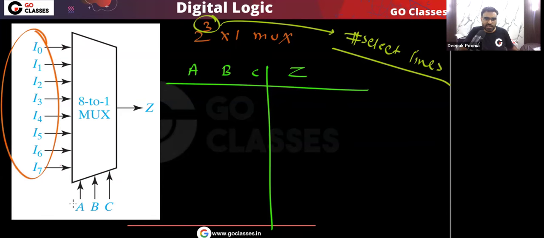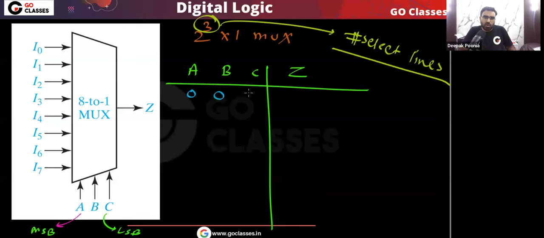So these are the select lines A, B, C. By default, this A is the MSB. Remember, this A is MSB and this C is LSB. So here you can easily see, when all the select lines are 0 0 0, then what will be the output?